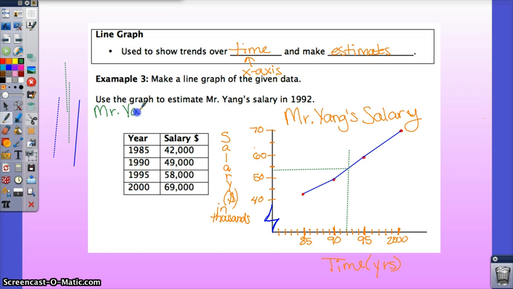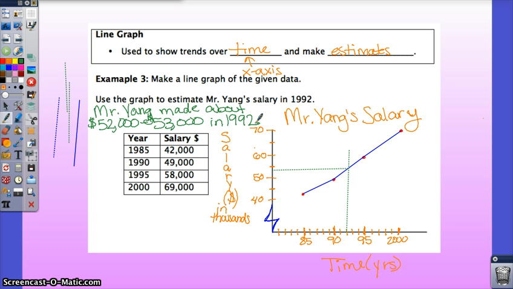So Mr. Yang made about 52 to 53,000 in 1992.